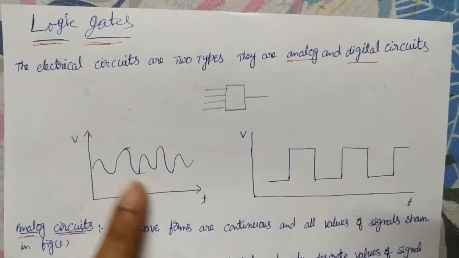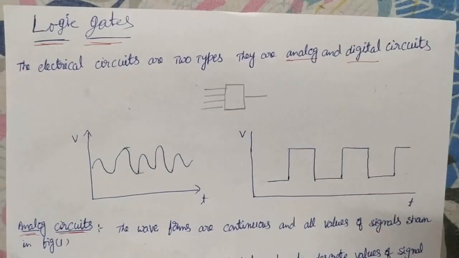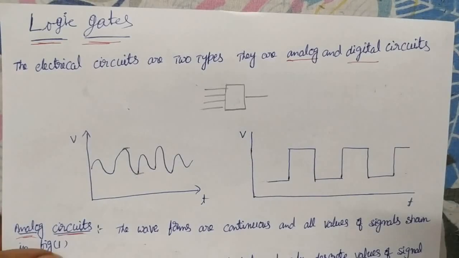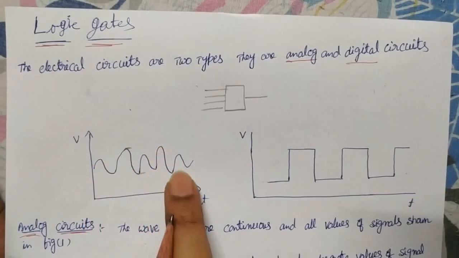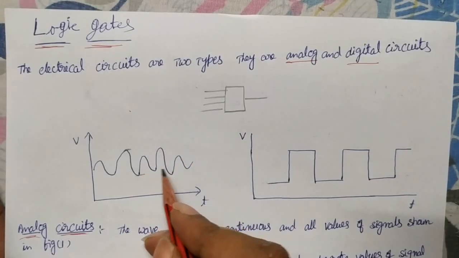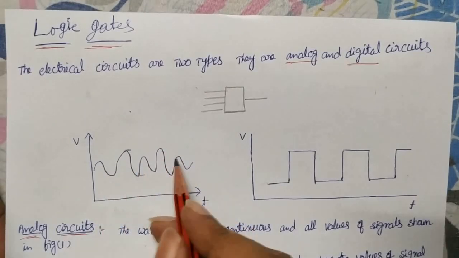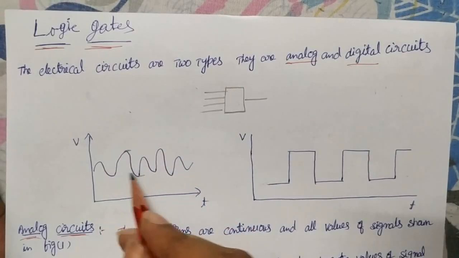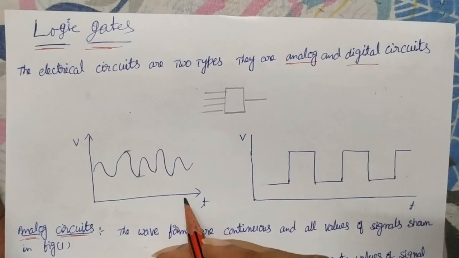Here we have two types of electrical circuits, analog and digital circuits. What does analog circuit mean? This is the analog signal. The information is continuous, each and every point contains some information, and the values of information may change between maximum and minimum value. It is oscillating. It looks like a sine waveform. This is about an analog circuit or analog signal.